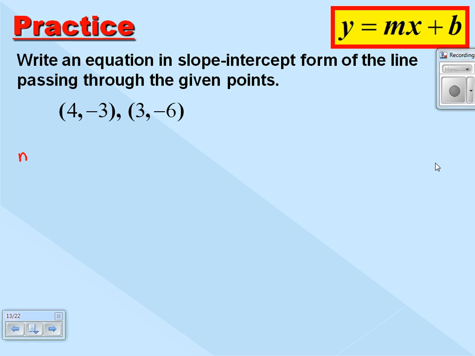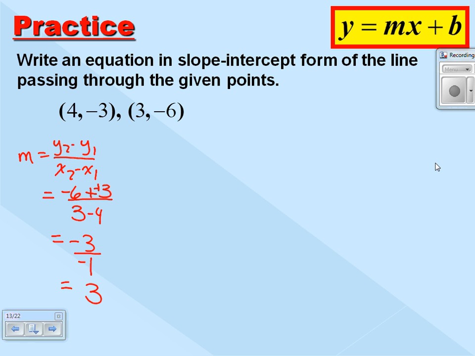So m equals y2 minus y1 over x2 minus x1. Let's find the slope from these 2 points. That's going to be negative 6 minus negative 3 over 3 minus 4. This simplifies down to negative 3 over negative 1, so the slope is 3.